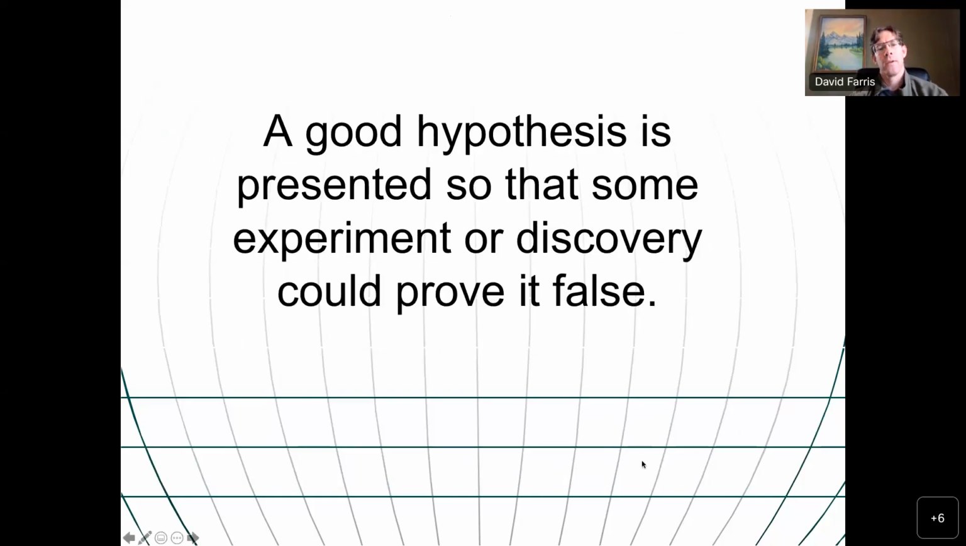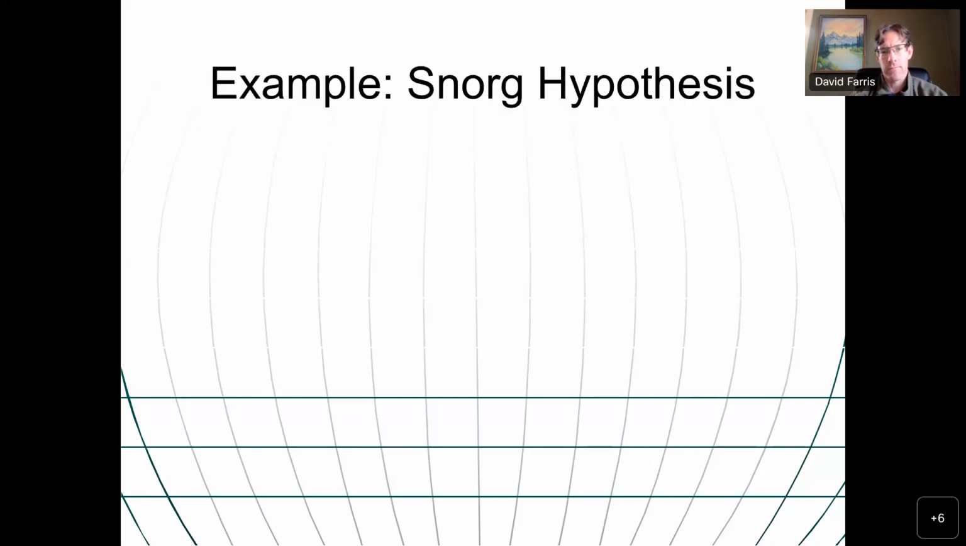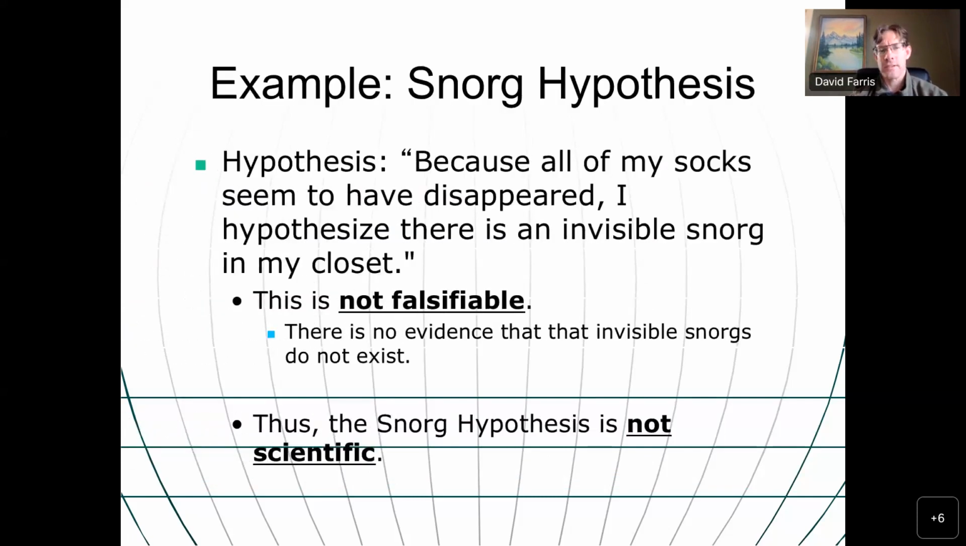Okay, so just to emphasize this once again, a good hypothesis is presented so that you can prove an experiment or an assertion false, that it must be falsifiable. Okay, and we've got a couple of examples of this. So we've got our snorg hypothesis here. And say you get up in the morning and all of your socks seem to have disappeared.